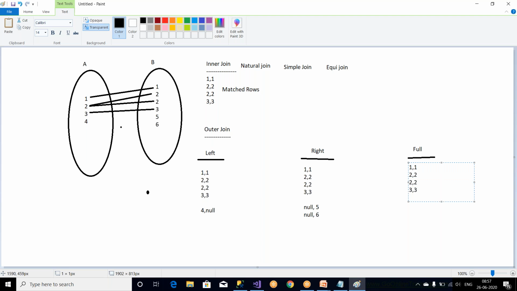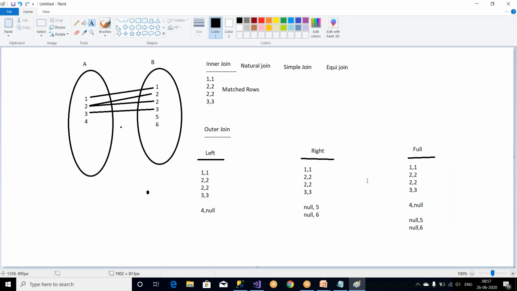Clear? So 3 comma 3 is the inner join, plus unmatched data from both data sets. You have a 4 null, and here you have a null and 5, you have a null and 6. This is what is called full outer join. Clear? So full outer join is going to give you complete matched data and complete unmatched data as well. Clear? So this is what you have to understand, the difference between inner join and outer join.